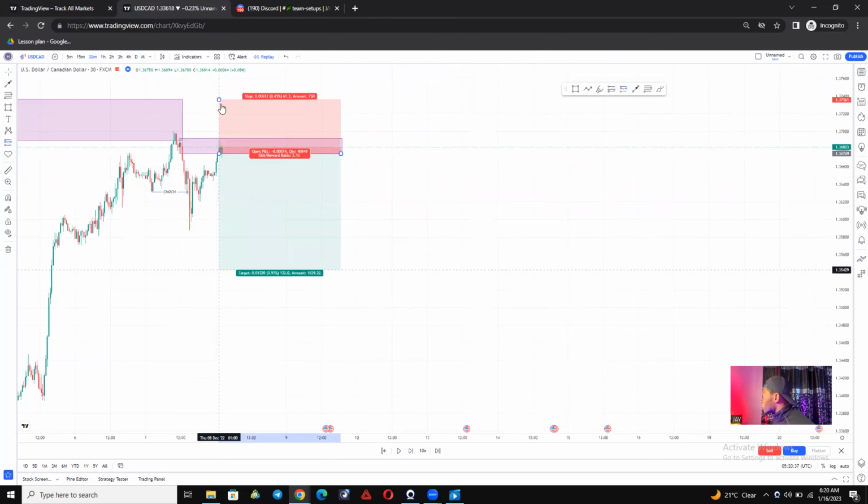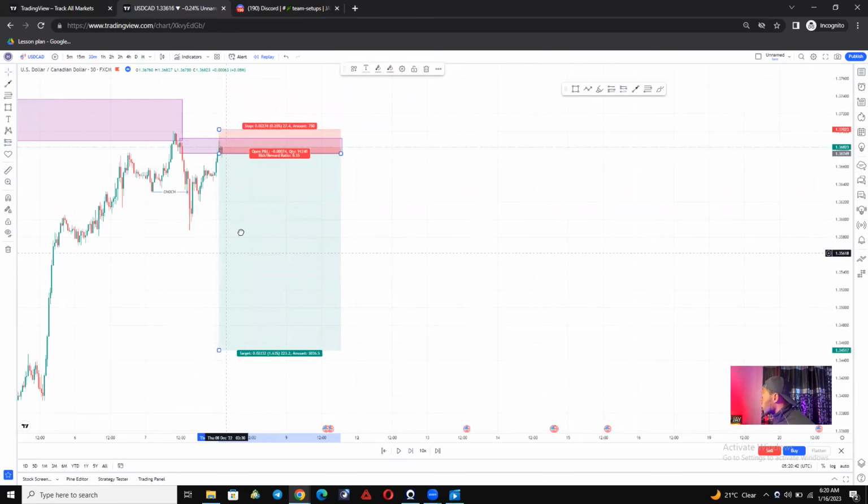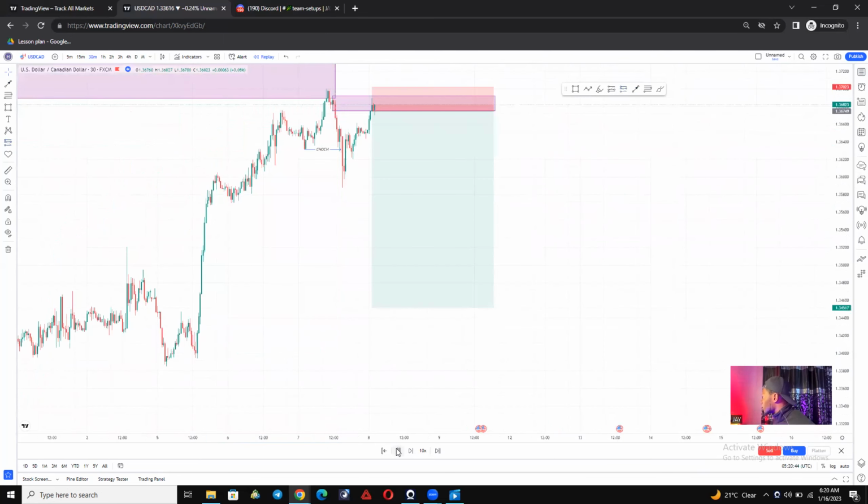So in this case right here, I want to put my stop loss just above this high, right? Not just close to the block, just above the high.